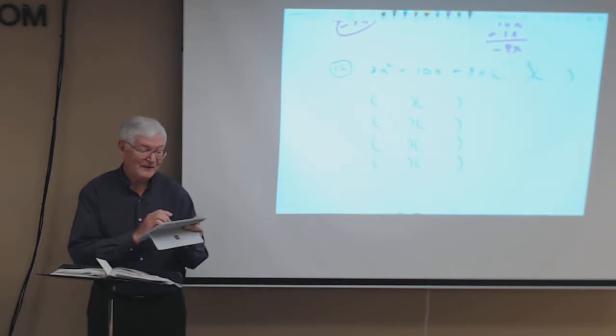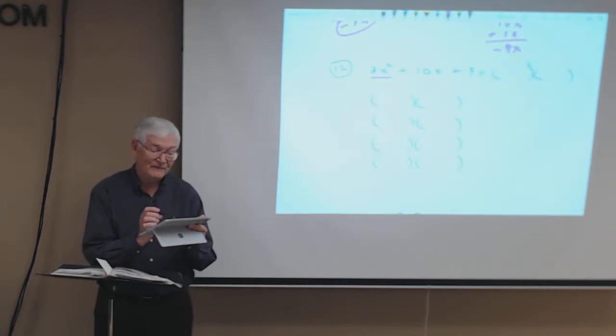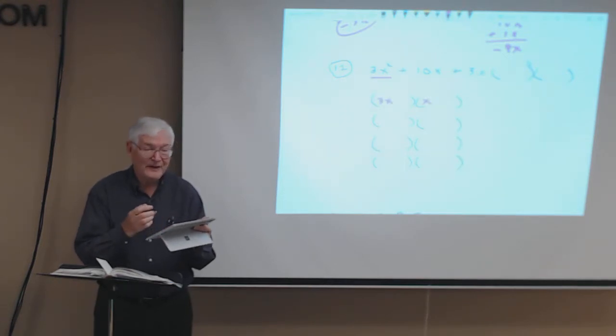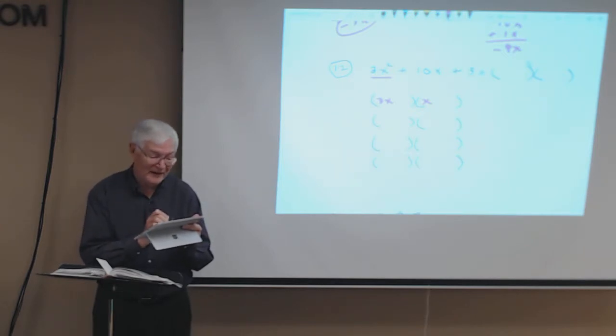Okay. Look what happened here. They've got 3x squared. So that means I could have 3x and x. That's the only way to get it, couldn't it? So if there's only one way to get that, I put that in every one of them. 3x and x. 3x and x. 3x and x.